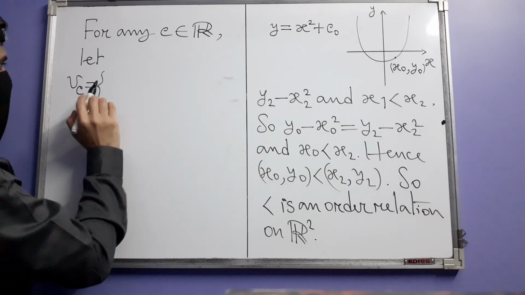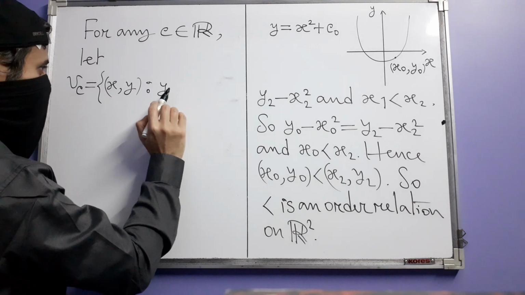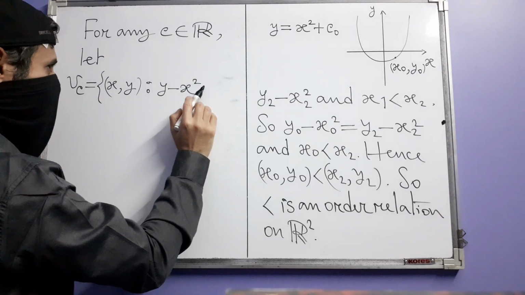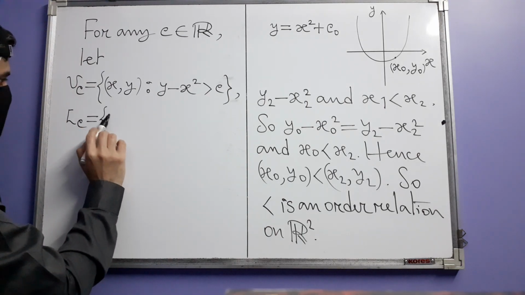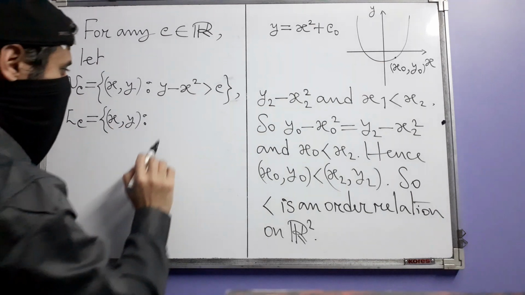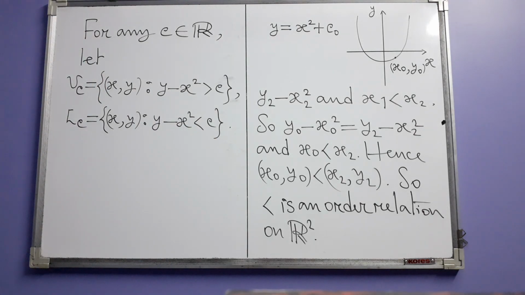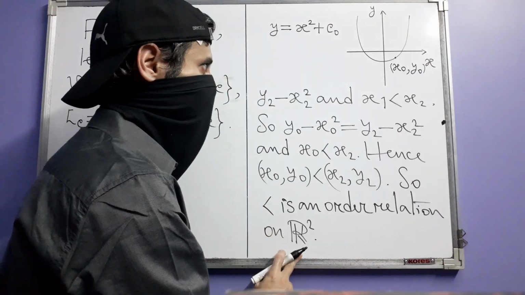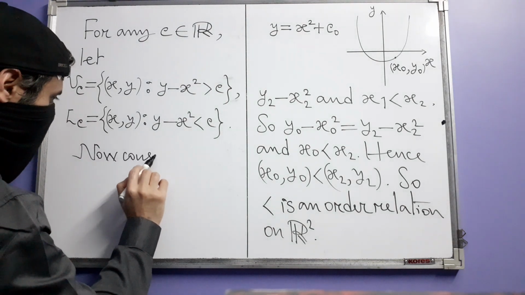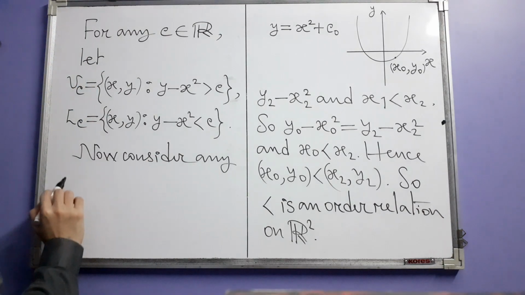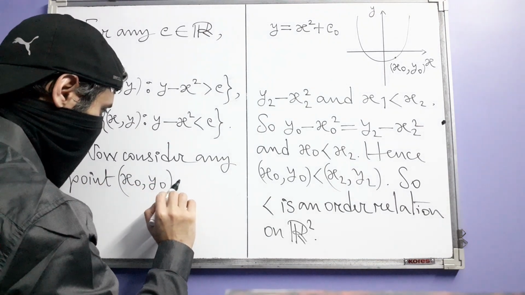Okay, so let me just call this UC. UC is the set of all points in the plane, that's understood, such that y minus x square is greater than c, and LC is the set of all points in the plane such that this is less than c. Alright. Now let us take any element in R2, say this point x0, y0. Now consider any point in R2.